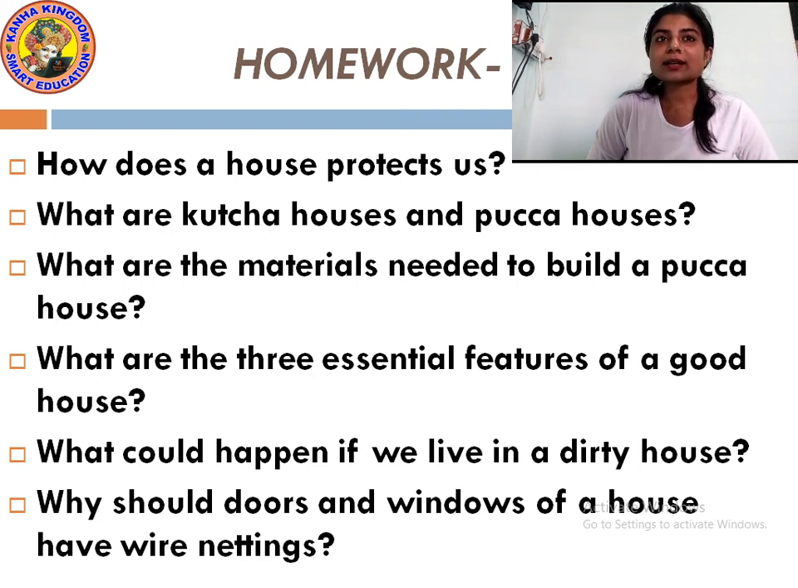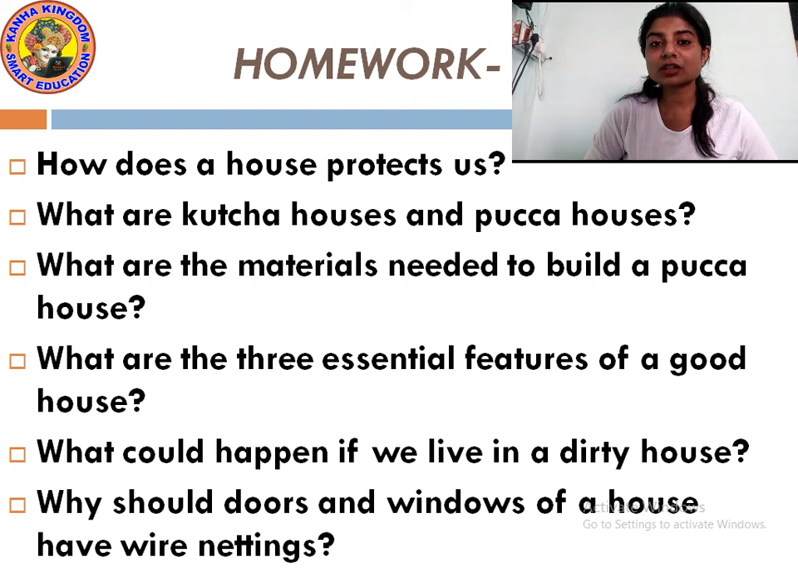Okay. Then what are KUTCHA houses and PUCCA houses? You can write the answers. Houses that are made up of mud and straw are known as KUTCHA houses. And houses that are made up of concrete, cement, bricks, stone, etc. are known as PUCCA houses. Okay. What are the materials needed to build a PUCCA house? Like cement, brick, stones, etc.